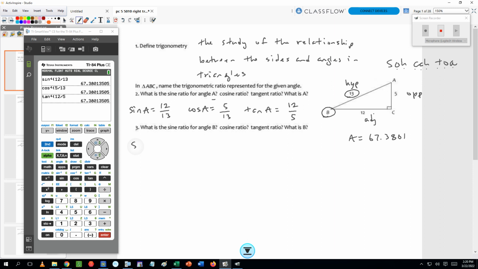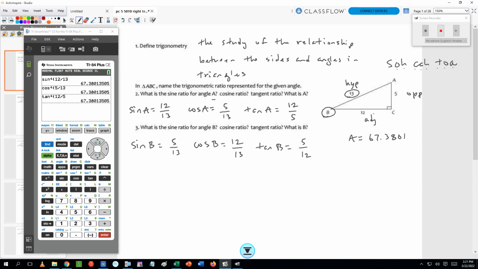So the sine of B will be 5/13. Cosine of B, adjacent, 12 on top of 13. And the tangent of B would be opposite 5 over 12, adjacent.